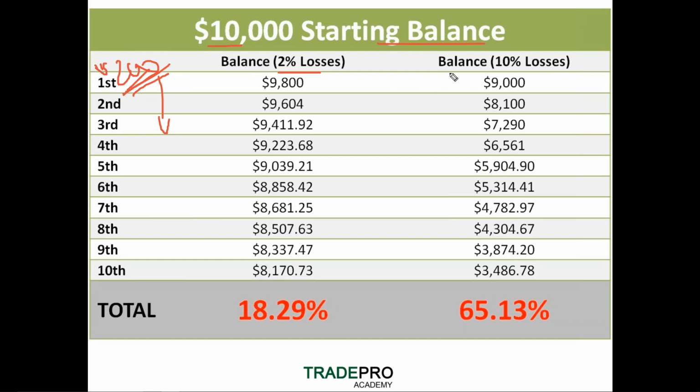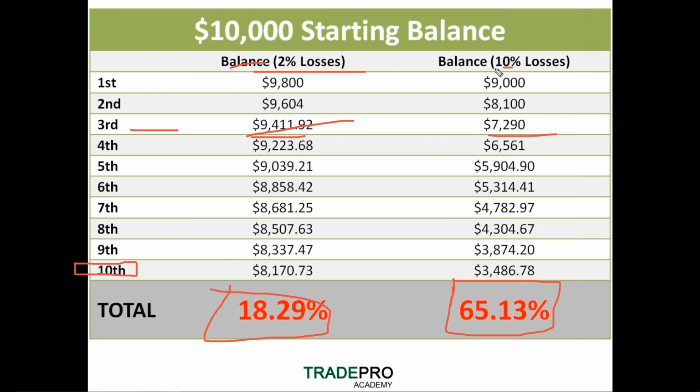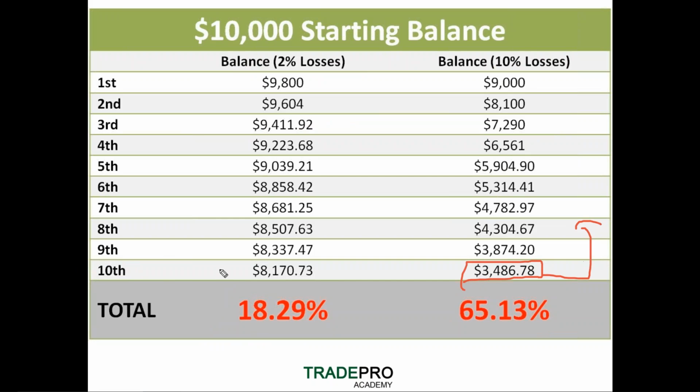All right. And then here's a comparison versus a 10% loss. Now look at this. If you lose 3 consecutive trades, you still have $9,400 in your account with this 2% loss method versus $7,200 with the 10% method. If you lose 10 consecutive trades, you're down 18% keeping your risk at 2% per trade, versus down 65% at 10% loss per trade. That means you've lost 65% of your account. You have $3,486 to recover with, versus $8,000 keeping it at 2%.